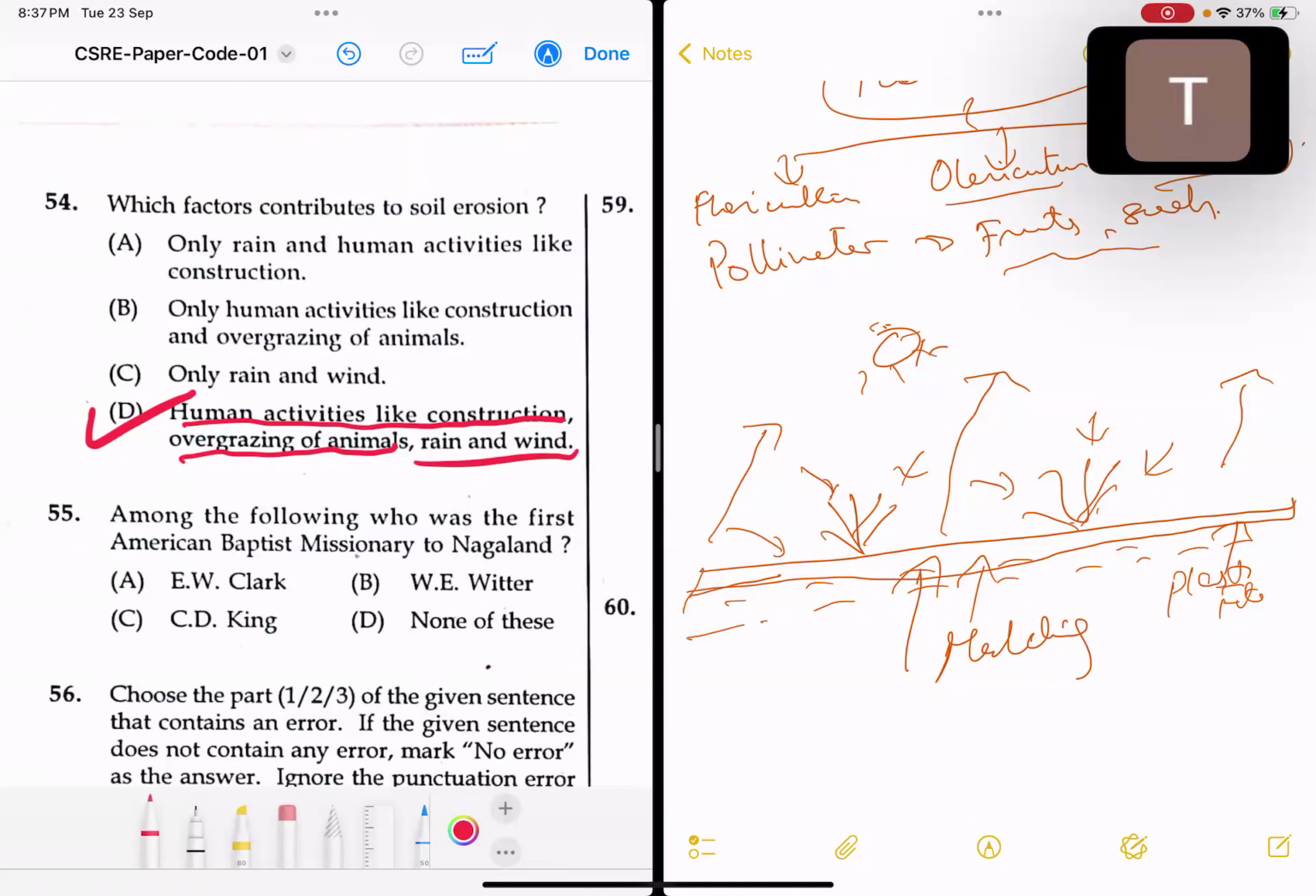Question number 55. Among the following, who was the first American Baptist missionary to India? So it's a direct question. Option A, right?